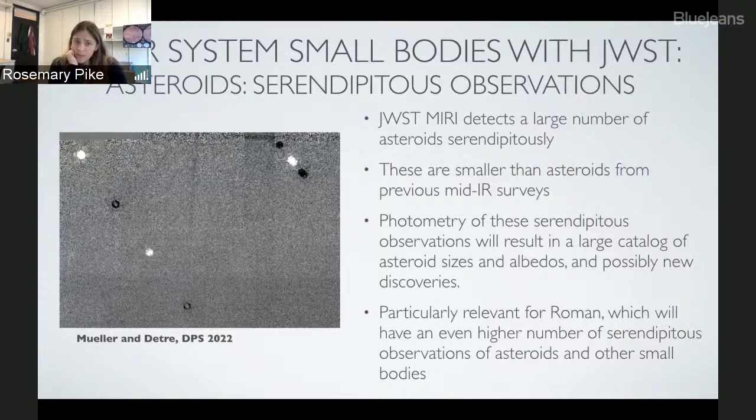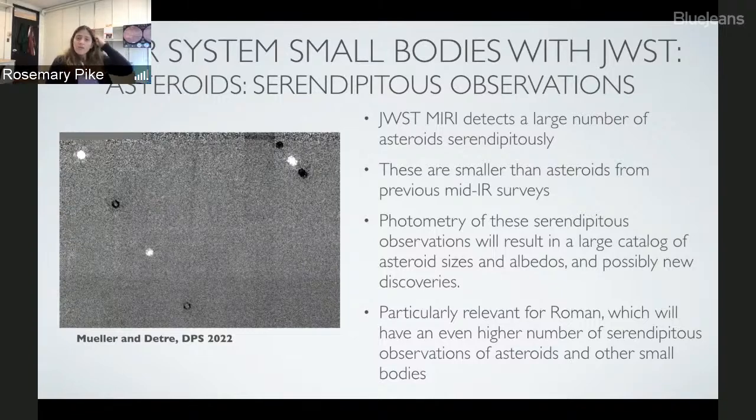I included some results here from serendipitous asteroid observations. So this is particularly relevant to Roman. Basically, this is a JWST mirror image taken for a science case that was not asteroid related. But we get 2 asteroids in the frame, and you can see multiple positions of the asteroid moving in subtraction. And there are smaller asteroids detectable using MIRI than in general asteroid surveys, certainly in these wavelengths. So one of these objects was known and one was not previously known.